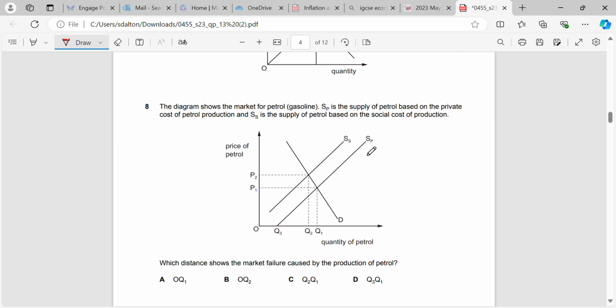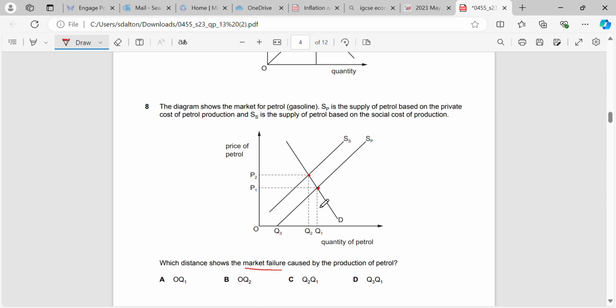Question 8. The diagram shows the market for petrol, gasoline. SP is the supply of petrol based on the private cost of petrol production. And SS is the supply of petrol based on the social cost. Okay, so this is our socially optimum output. And this is our current level of output in the free market. What distance shows the market failure?